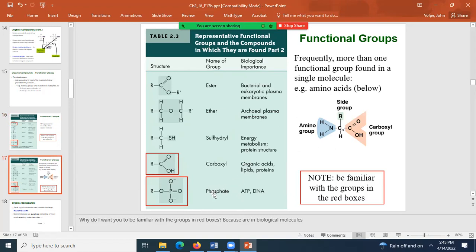And then phosphate, mainly in nucleotides, DNA, and RNA. Oftentimes, the molecules will have more than one functional group in the molecule. For example, in an amino acid, we have both the amino group, NH2, and carboxyl group on the amino acid. Any question about any of that?